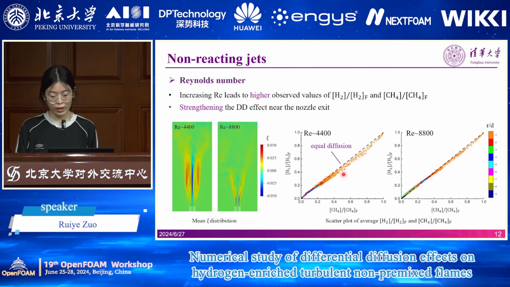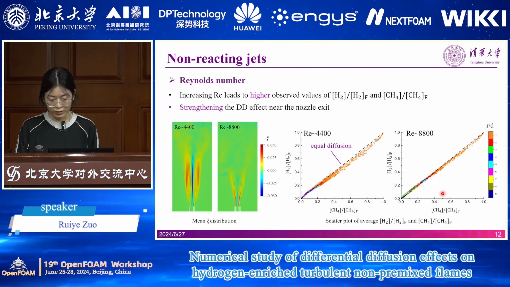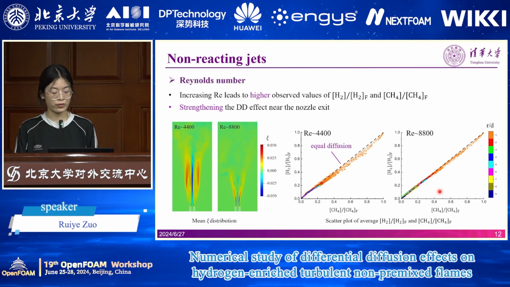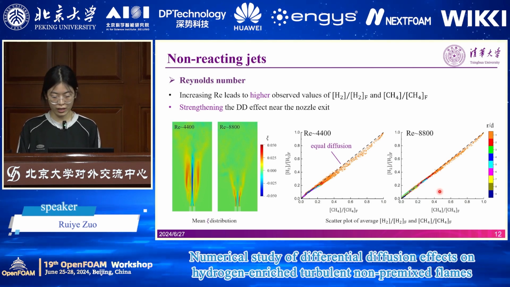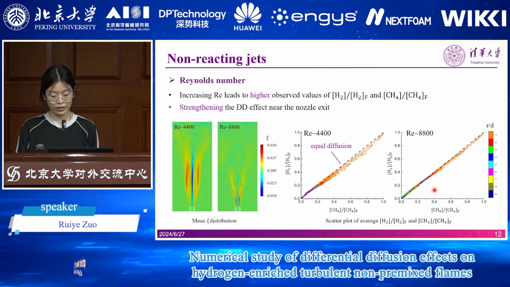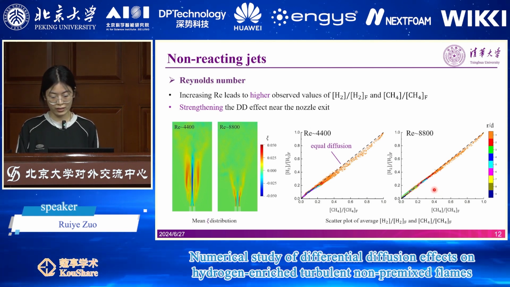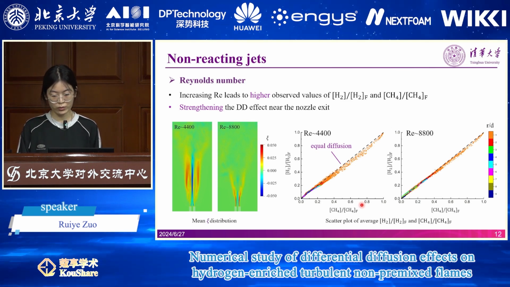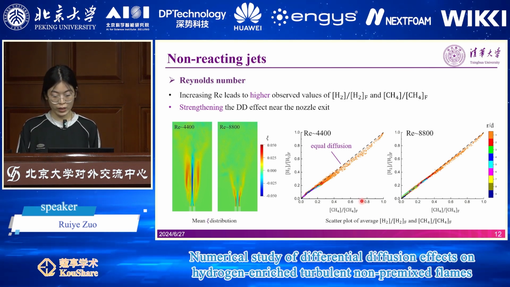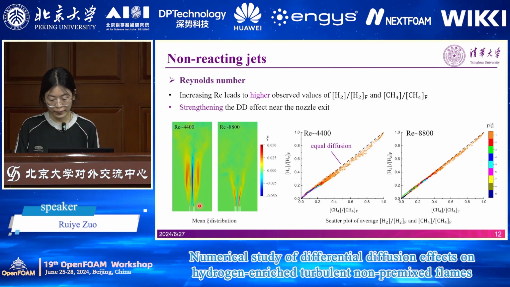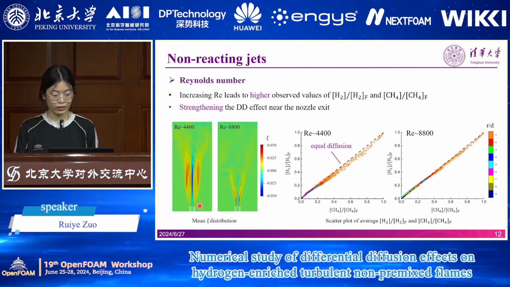At positions away from the jet center, increasing Reynolds number leads to higher observed values of normalized concentration of hydrogen mass fraction due to enhanced injection of fuel mixture resulting from higher fuel velocities. The increased fuel concentration facilitates the radial outward diffusion, particularly in regions with significant concentration gradients near the nozzle exit, as shown in this picture, thereby strengthening the differential diffusion effects.